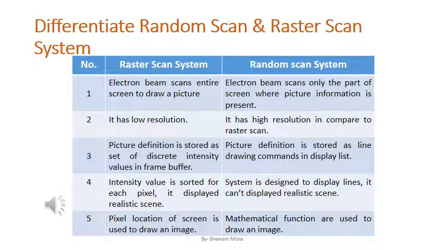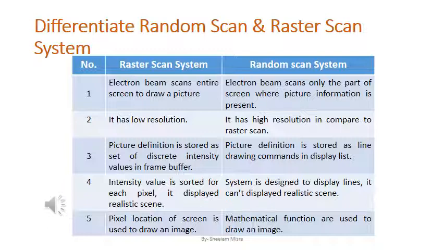Difference between random scan and raster scan systems. In raster scan, the electron beam scans the entire screen to draw a picture, while in random scan, the electron beam scans only the part of the screen where picture information is present. Raster scan is low resolution, random scan is high resolution. In raster scan, picture definition is stored as a set of discrete intensity values in the frame buffer, while in random scan, picture definition is stored as line drawing commands in a display list.